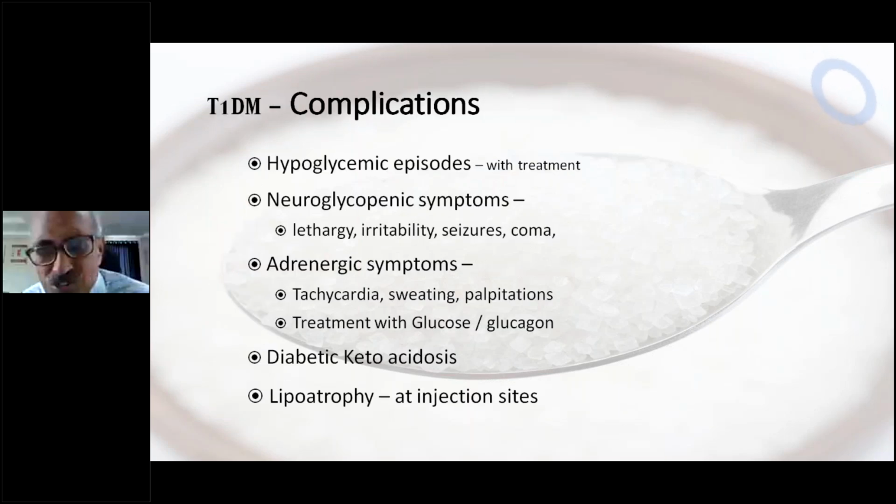So, what are the complications that you can expect with diabetes mellitus? As I said, because of the treatment, you may precipitate hypoglycemic episodes. Neuroglycopenic symptoms, either lethargy, irritability, seizures, and coma, may be with pre-ketotic acidosis, or it may be simple hypoglycemia. Adrenergic symptoms, from counter-regulatory hormones, produce tachycardia, sweating, and palpitation, and this has to be treated with glucose and glucagon. As I said, diabetic ketoacidosis, and lipoatrophy at the site of injection. If you don't keep changing the place of subcutaneous injection, you may land in lipoatrophy. In that area, thigh or abdomen, atrophy of the fat develops with depression. You must advise the patient also.